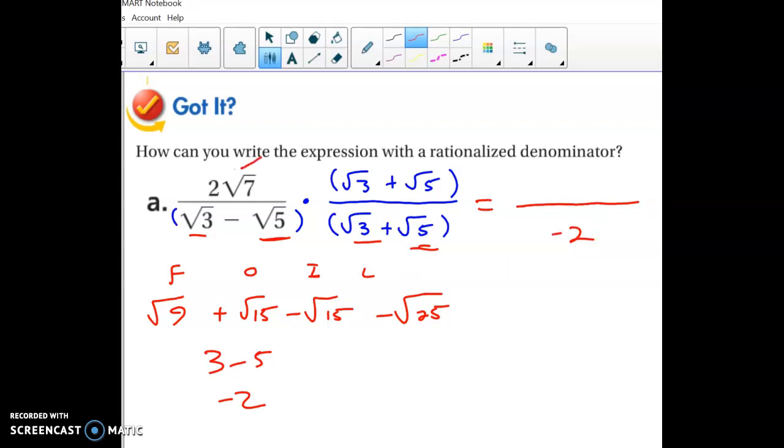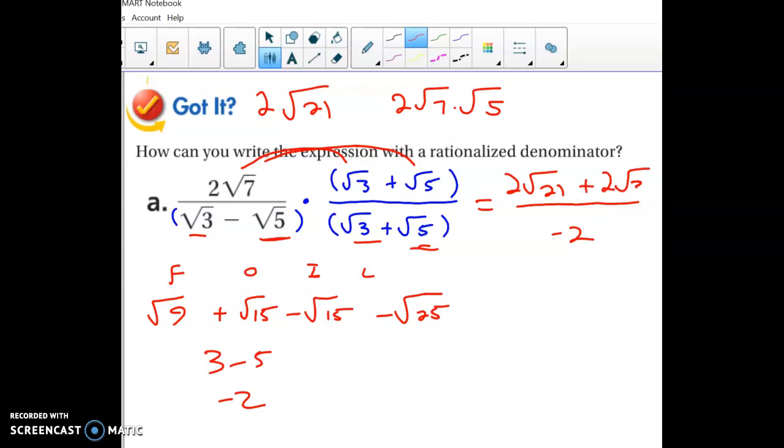And our numerator would distribute that in. So that would be 2 radical 7 times radical 3, so 2 radical 21. And then 2 radical 7 times radical 5 would be 2 radical 35. If you want to leave it there, that's just fine.